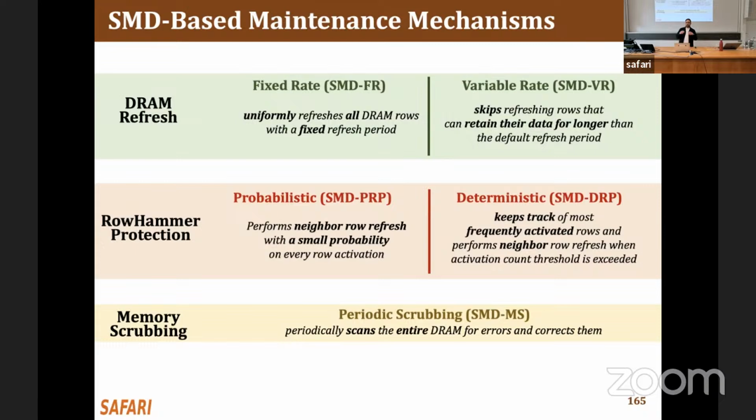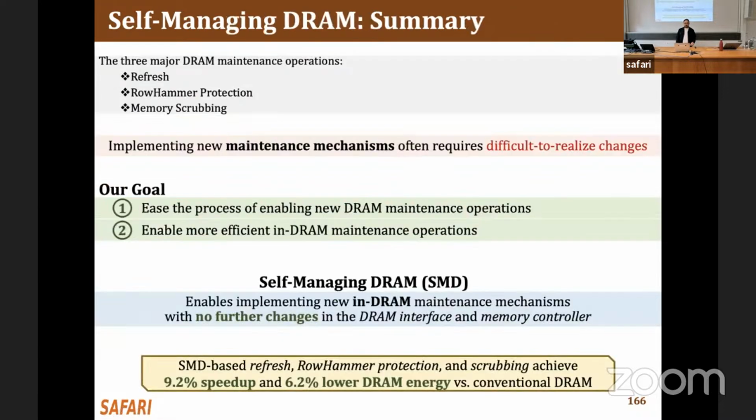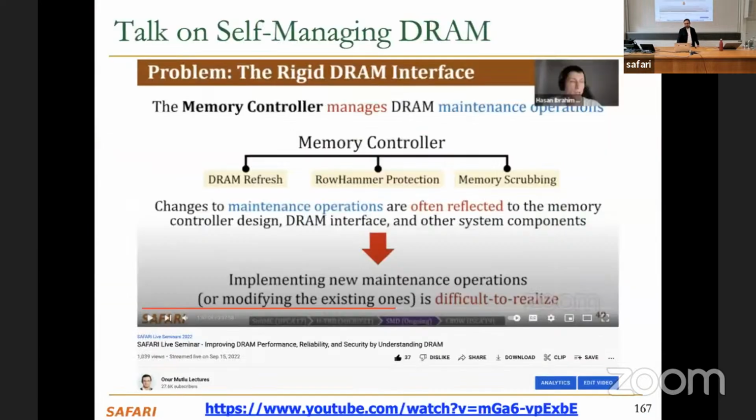In this paper, we talk about 3 of them: DRAM refresh, RowHammer protection, and memory scrubbing. And you can implement a variety of these maintenance mechanisms, actually. Our goal is to ease the process of enabling new DRAM maintenance operations, and we show that we can easily implement those without any additional changes in the memory communication protocol. And by doing that, we can also even improve performance while enabling all these maintenance operations.